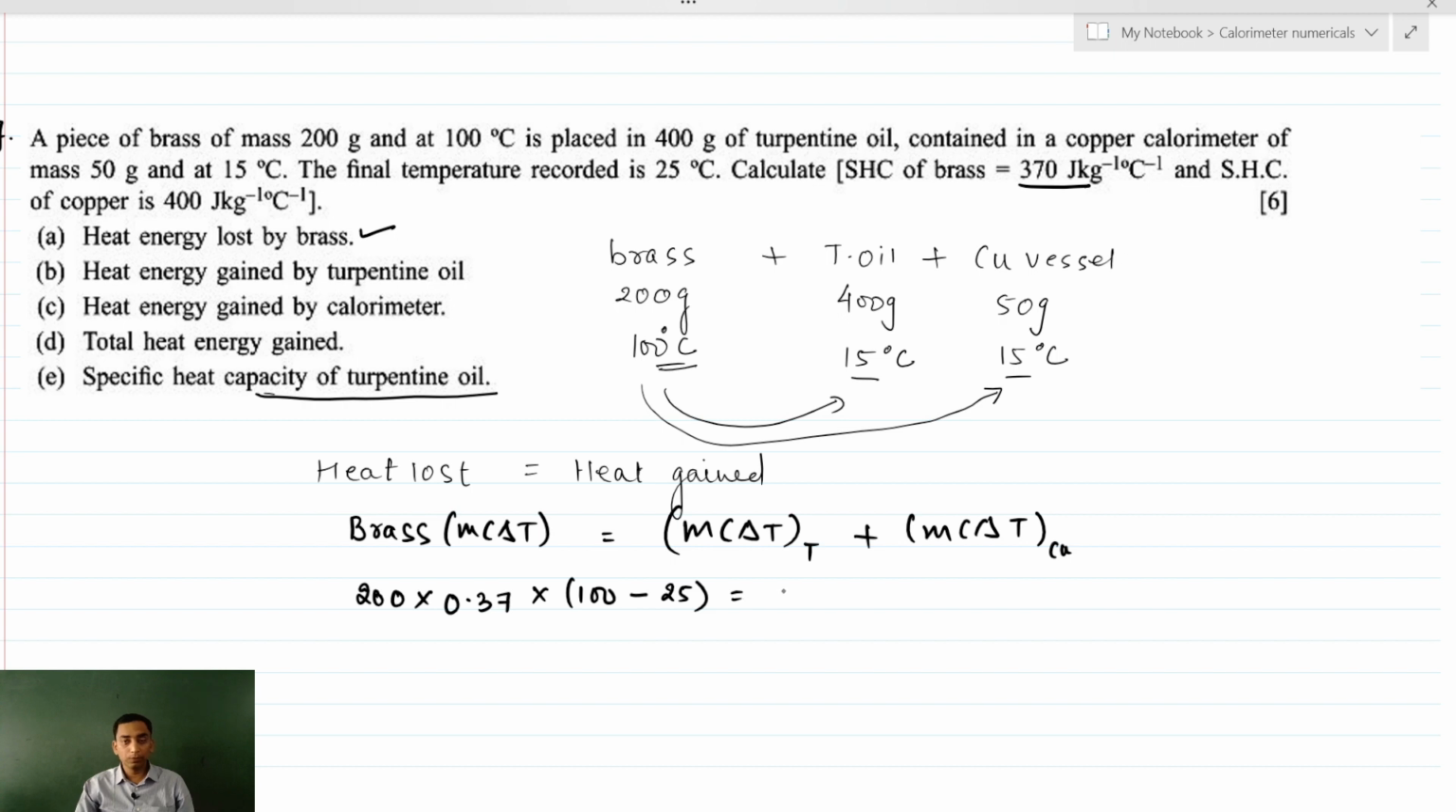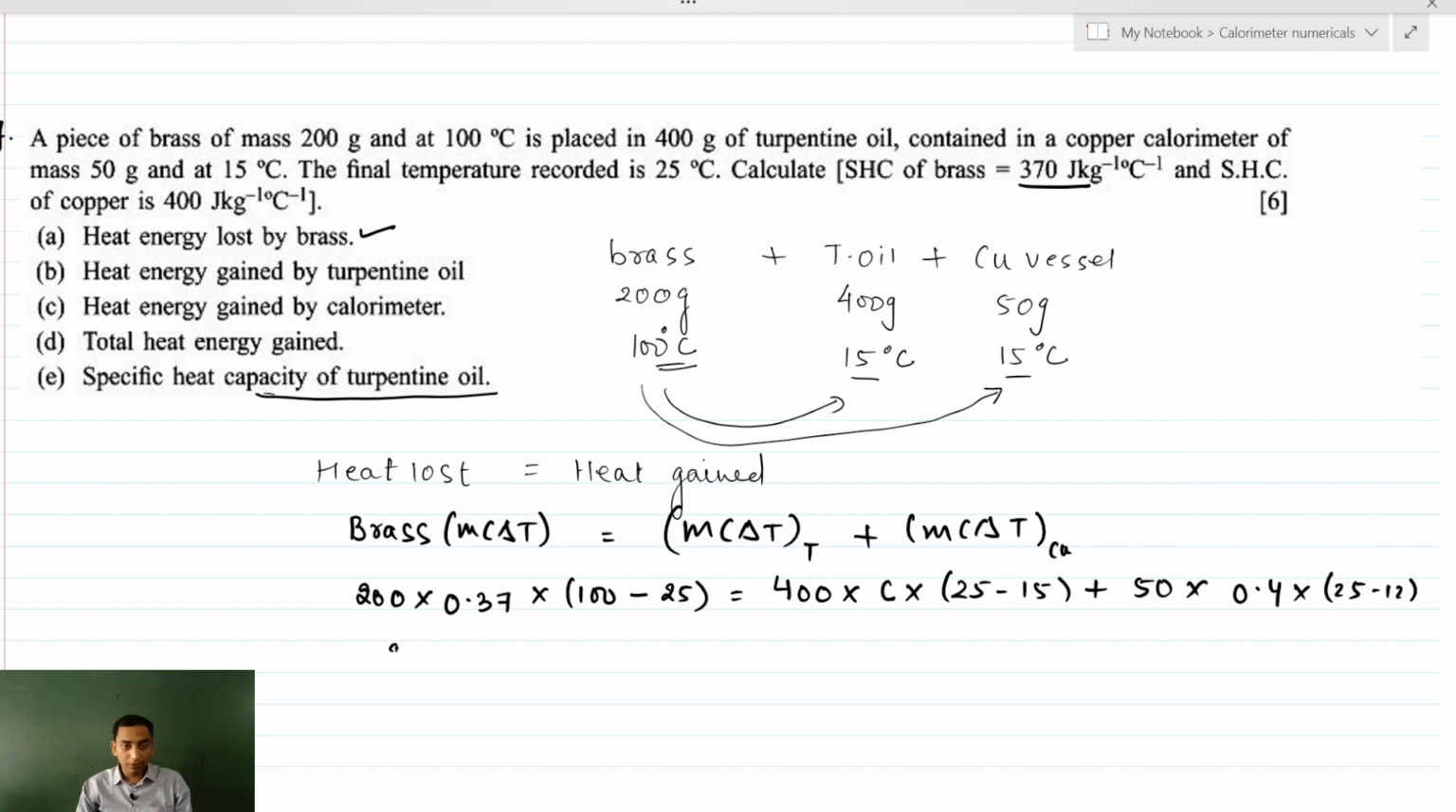Now that is equal to mass of the copper vessel. Okay, this is for turpentine oil, so it is 400 into, we don't know the C for turpentine, but delta T is again from 25 and 15 difference, high temperature minus the low temperature. Then the mass of the copper vessel is 50 into C of the copper vessel is 0.4. Yes, because that is 400 joule per kg, right? And then we have delta T, so that is from 25 to 15 again.